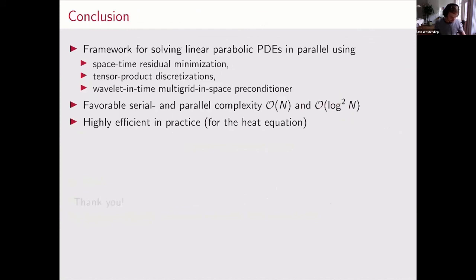So yeah, this was my talk basically. Maybe let me conclude. We looked at a framework for solving linear parabolic PDEs in parallel, and it uses space-time residual minimization. We did it using tensor-product discretizations and a wavelet-in-time, multigrid-in-space preconditioner. We saw very nice serial and parallel complexities, order n and order log squared n. It turns out that the algorithm itself is also very efficient in practice, at least for the simple heat equation. Yeah, so that was it for me. Thank you.